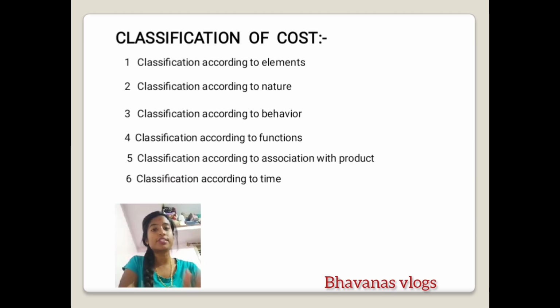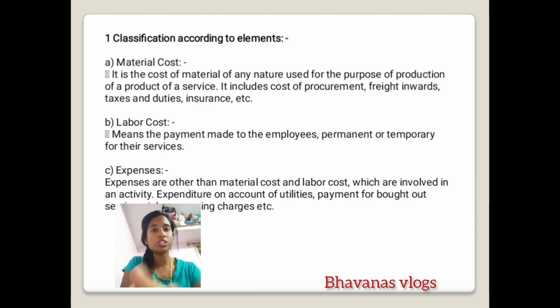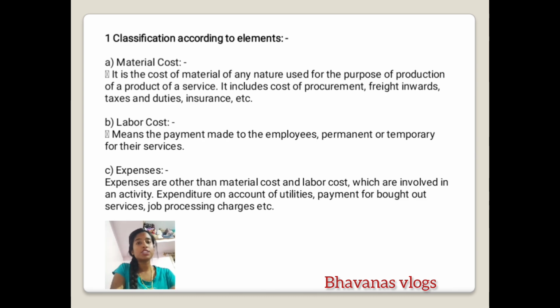Here I have listed 6 classifications of the cost: classification according to the elements, classification according to the nature, classification according to the behavior, classification according to the function, classification according to the association with product, classification according to the time. Now I will explain one by one in coming slides. So now first one is classification according to the elements.